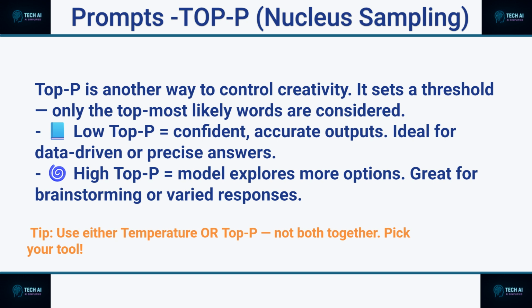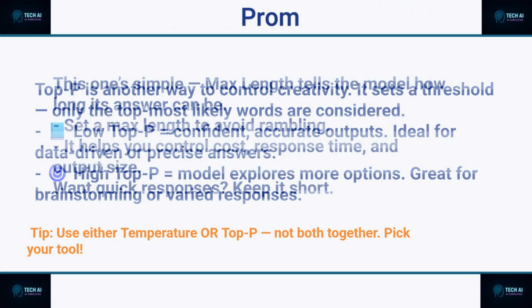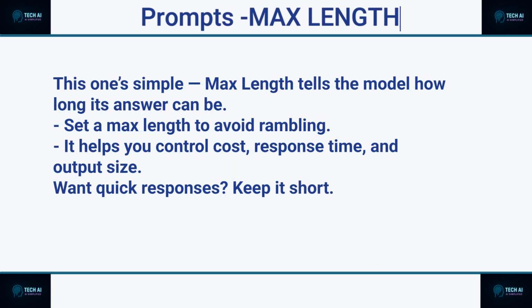Tip: use either temperature or top-p, not both together. Pick your tool. This one's simple. Max length tells the model how long its answer can be. Set a max length to avoid rambling. It helps you control cost, response time, and output size. Want quick responses? Keep it short.